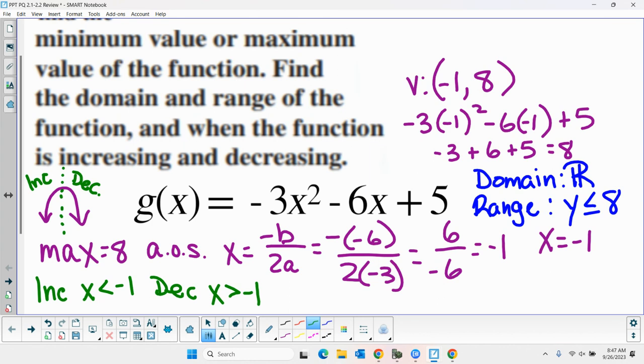So when it's in standard form like this is, to find your axis of symmetry, you got to use that -b over 2 times a formula to find your axis of symmetry. Okay? Questions?